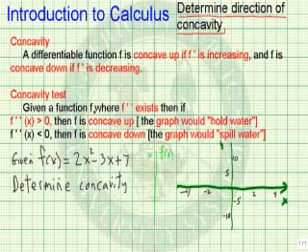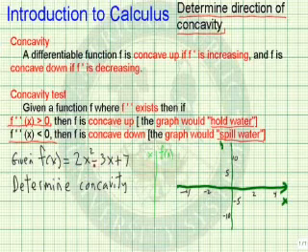Given a function whose second derivative exists, if the second derivative is greater than 0 everywhere, then f is concave up. Think of the idea of a graph that will hold water. If the second derivative is less than 0, then we say f is concave down, or the graph would spill water. Let's look at a specific example.